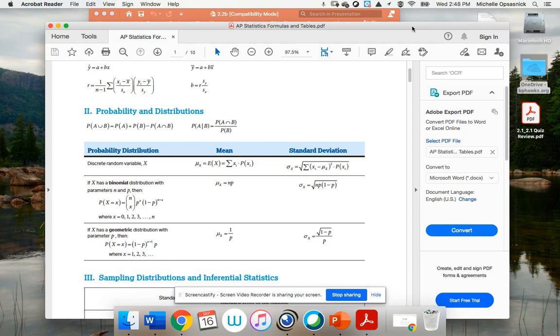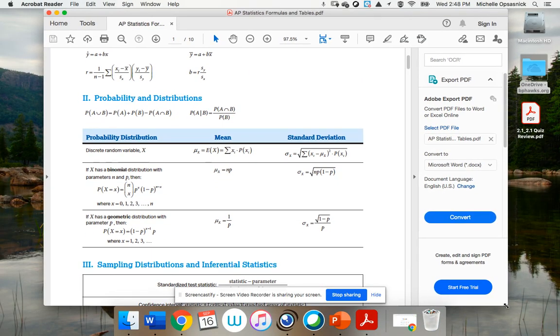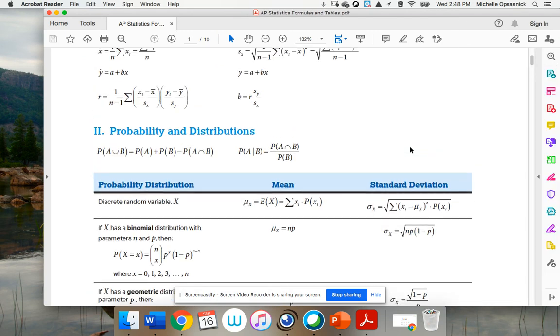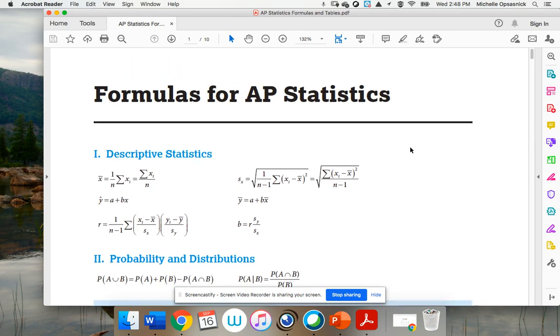Okay, so here is the formula packet for the AP exam. So it is many pages. Like I said, you will be able to use this on tests and quizzes in the classroom, and it's the same set that you would get provided to you on the AP exam so that you're comfortable with it. Some of these things we've already seen in class.